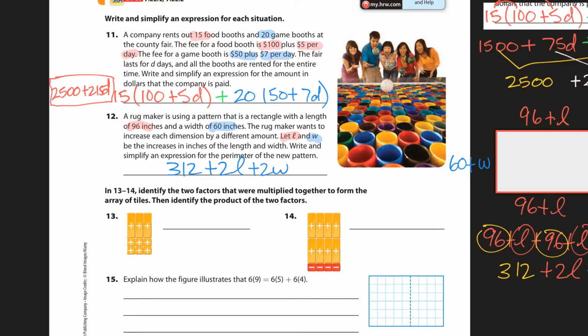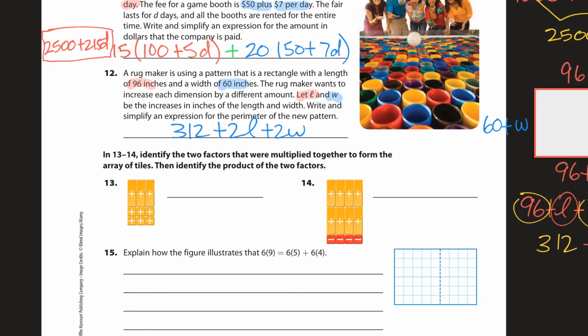Okay. Next, identify the two factors that were multiplied together to form the array of tiles. Okay, let's see.